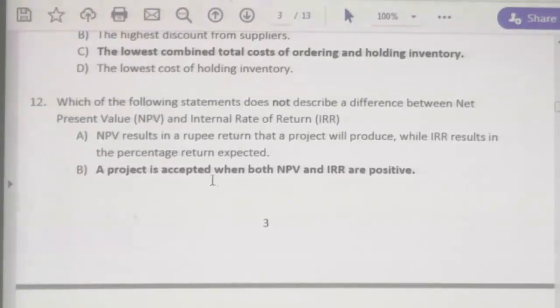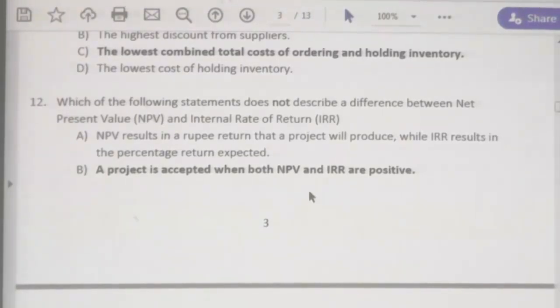A project is accepted when NPV and IRR are positive. No. Under the NPV technique, a project will be accepted when NPV is 0 or above. That is, when NPV is 0 or positive, the project will be accepted. But when it comes to the IRR, the project will be accepted when the cost of capital of the project is less than the IRR. Why? IRR gives you the discounting factor which gives 0 NPV. As a rational investor, you need a positive NPV.